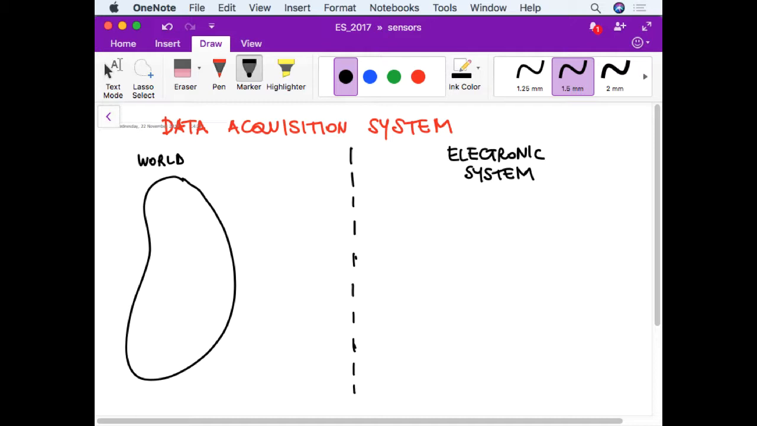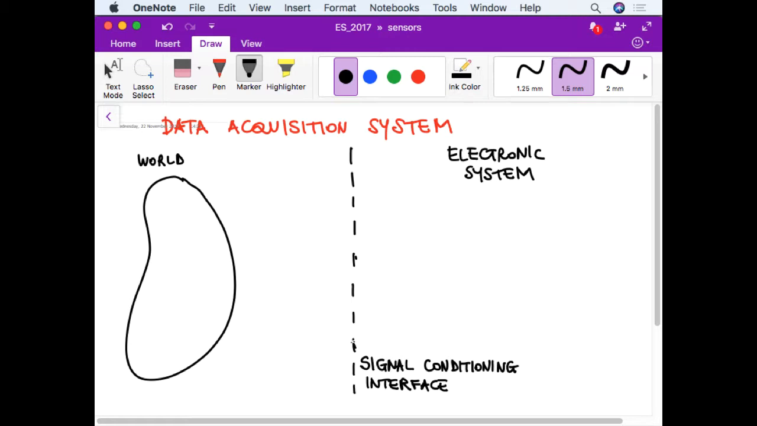And let's assume that this is the so-called signal conditioning interface, which is basically an interface that separates the electronic system from the rest. This is a very generic term.